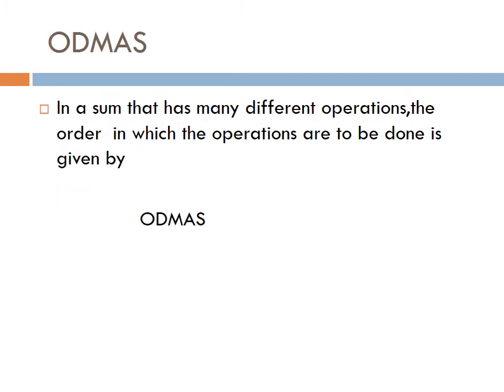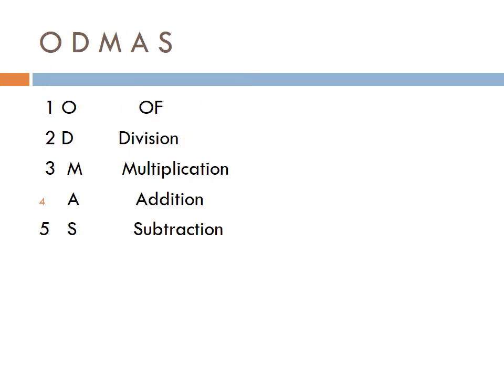ODMAS rule. In a sum that has many operations, the order in which the operations are to be done is given by the ODMAS rule. In a sum that has many different operations, means in one sum, if we are having addition, subtraction, multiplication and division together, we have to solve the sum with the help of the ODMAS rule.